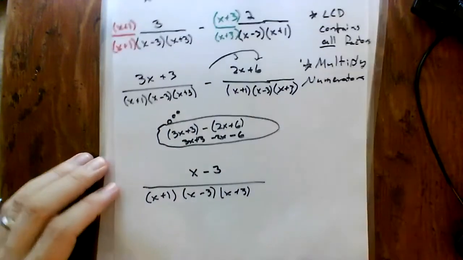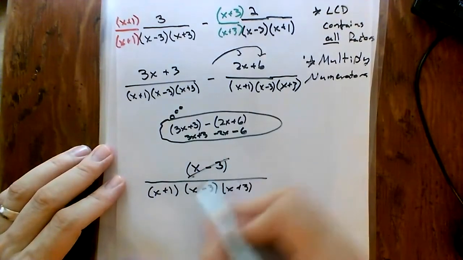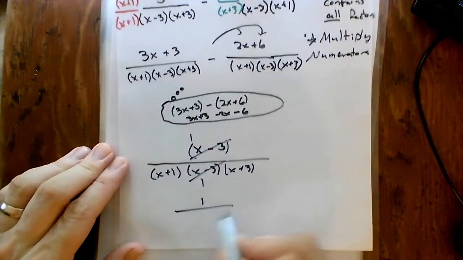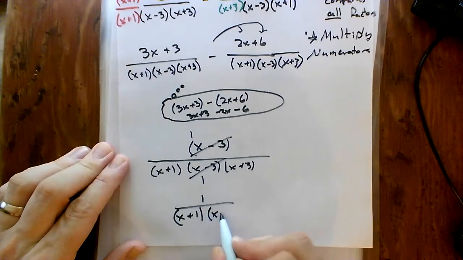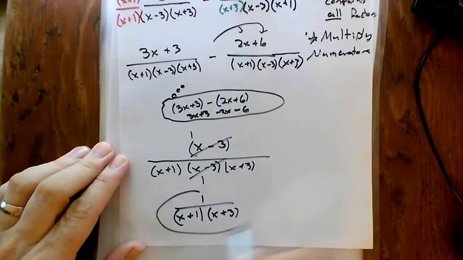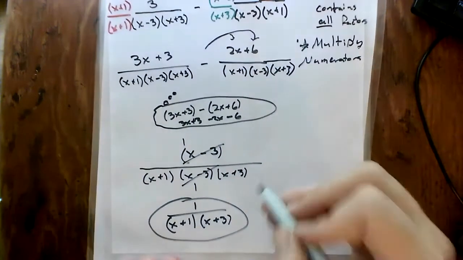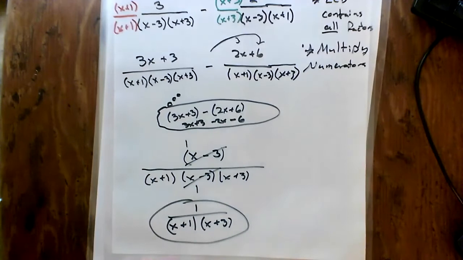And conveniently, I've got something that's going to reduce. So now I've got 1 over x plus 1 and x plus 3. And it's okay, and I would even say recommended, that you always leave that denominator factored. It's going to be helpful for you later. All right.